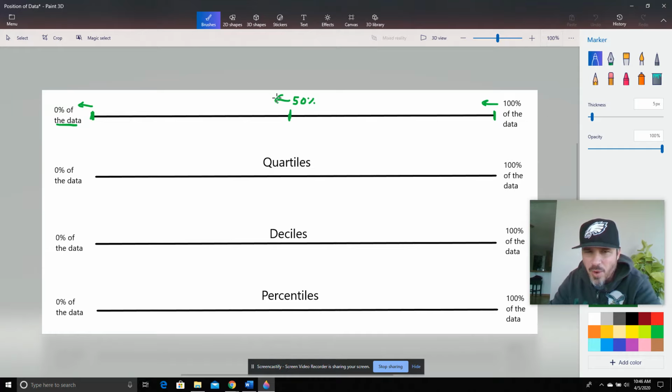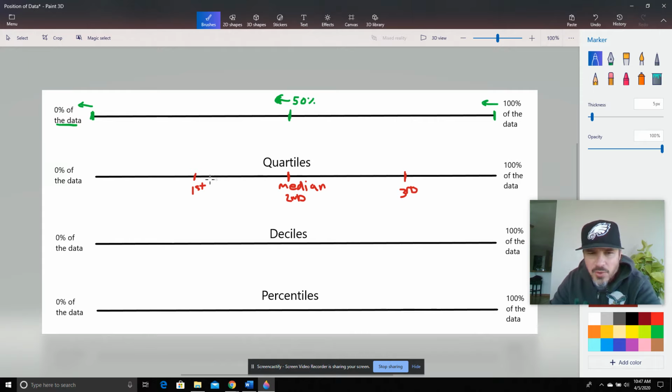So we're always thinking about how much data is to the left of the place that I put a mark. The one we've already looked at a lot is quartiles. We use this to create our box and whisker plot. The 50% mark in quartiles is the median, and that median is the second quartile mark. Then from there, we would look at the bottom half and split that in half to make this the first quartile. And then we would go to the top half and split that in half to make this the third quartile mark.